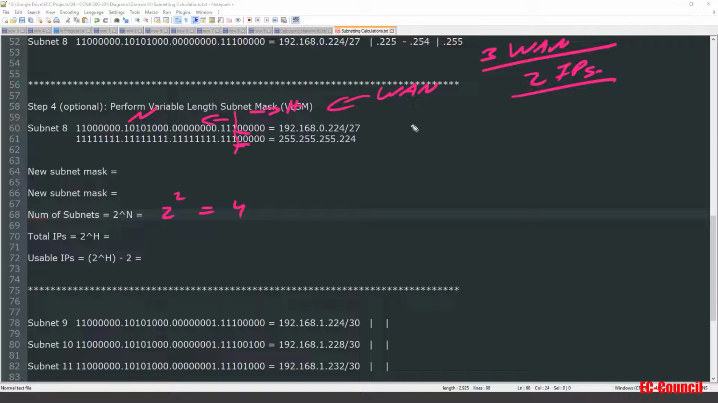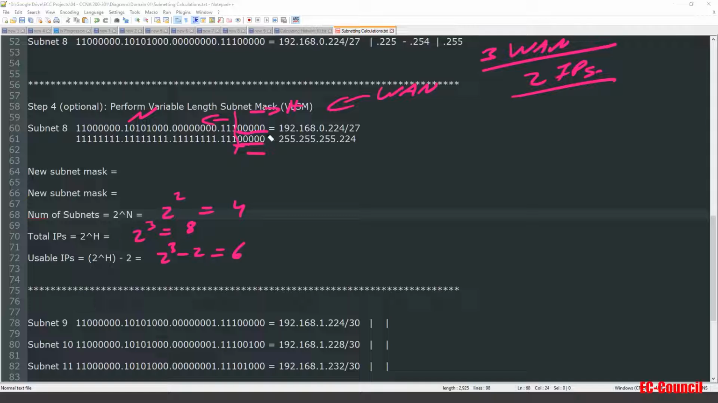So okay, we have 4 networks, but how many host bits do we remain with? We actually remain with these 3 here. These 3 across here. Now, if we do 2 to the power 3, we'll get 8 total IPs. And for usable, we'll have 2 to the power 3 minus 2 is equal to 6. So therefore, our WAN links only require 2 IPs. And if we use 2 from the 6, we'll be wasting 4 IPs.